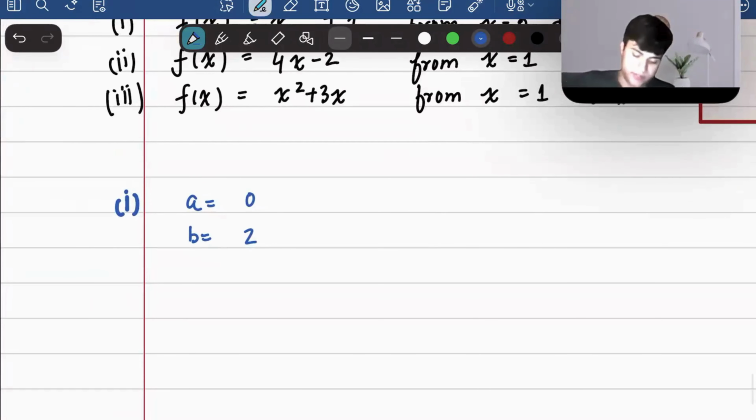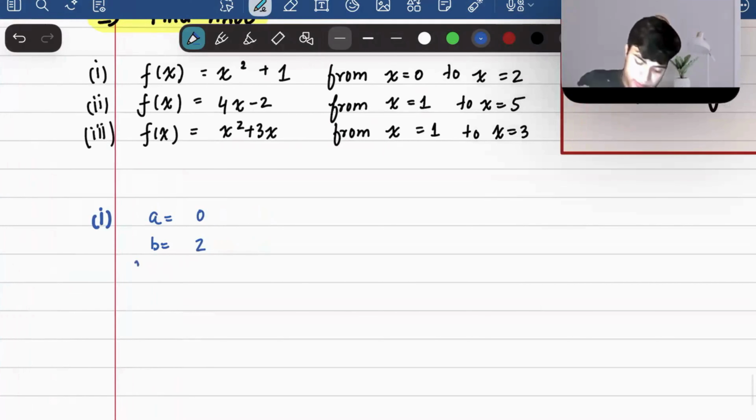It doesn't really matter. And then you want to find out f of a, which equals f of 0, which equals 0 squared plus 1, which equals 1.